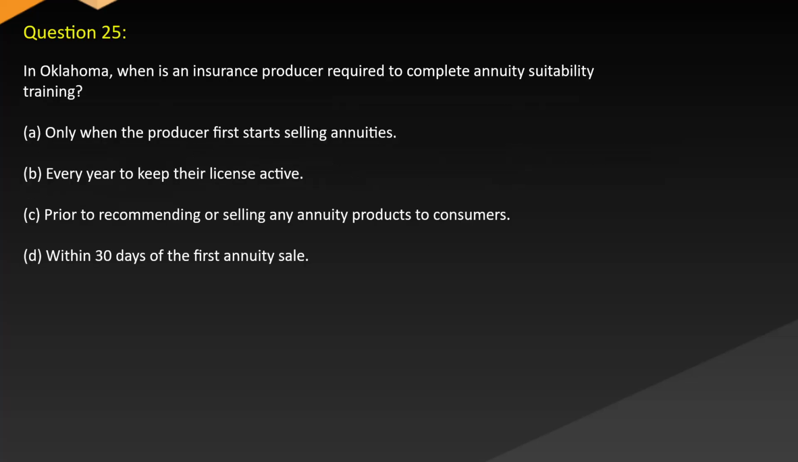Question 25. In Oklahoma, when is an insurance producer required to complete annuity suitability training? A. Only when the producer first starts selling annuities. B. Every year to keep their license active. C. Prior to recommending or selling any annuity products to consumers. D. Within 30 days of the first annuity sale.